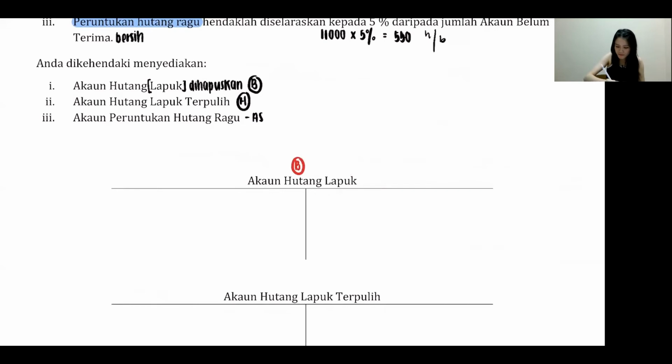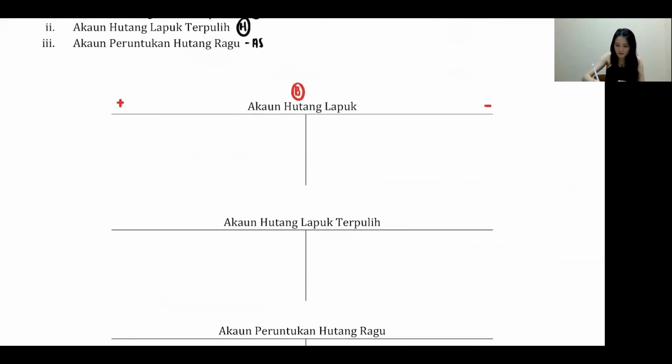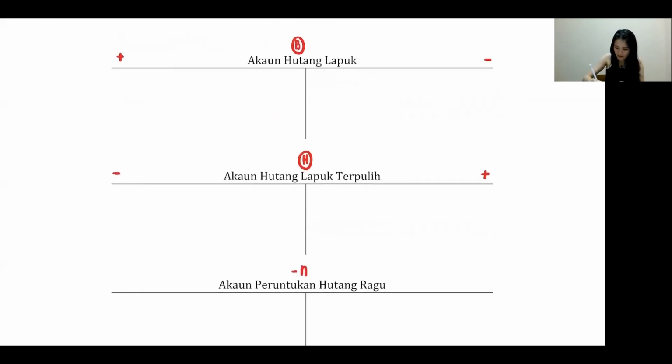B symbol, positive debit, negative credit. Hutang lapuk terpulih, H symbol, positive on the credit, negative on debit. And finally, PHR, negative AS, positive on the credit, negative on the debit side.